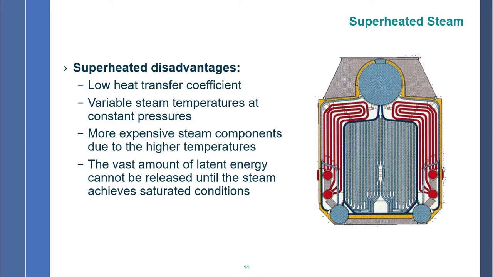The vast amount of latent energy cannot be released until the steam achieves saturated conditions. So when we take superheat and send it out into the plant operation, where we want to consume the thermal energy of steam, we'll add desuperheaters in the system, bringing the steam back to saturated conditions. Thus, when we go into heat transfer surfaces, the latent energy will be released.